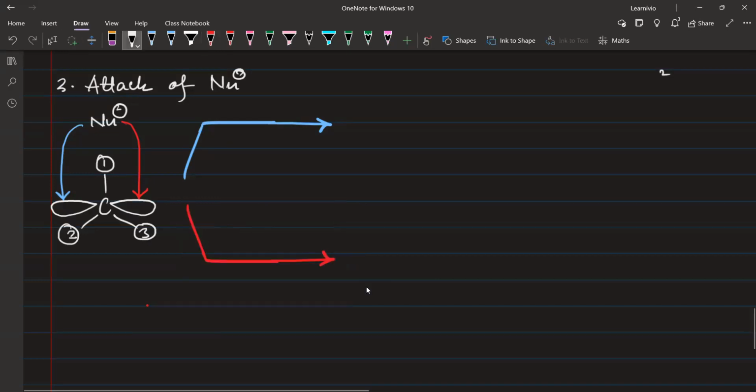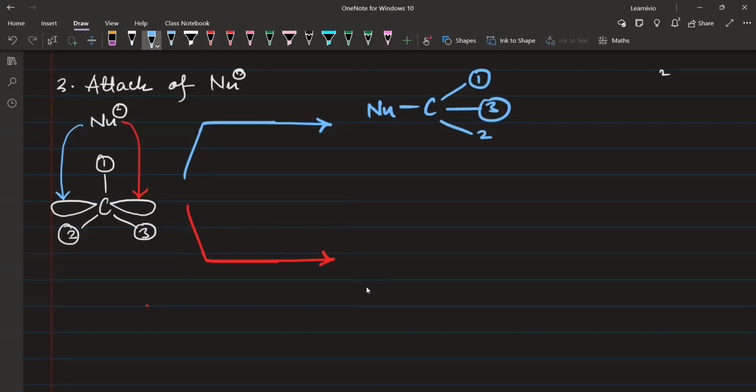Okay. Now in the blue pathway, what is going to happen? Carbon atom, and you will have the nucleophile behind, and you will have 1, 3, 2. Does this make sense? Yes or no, please tell me. Make sense, na? Yes or no? Yes.